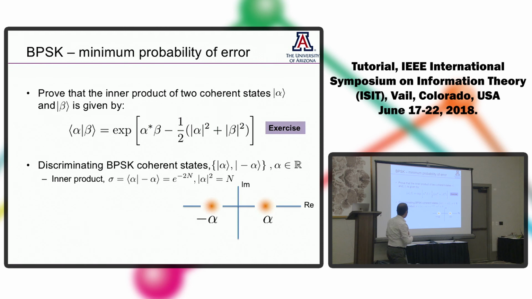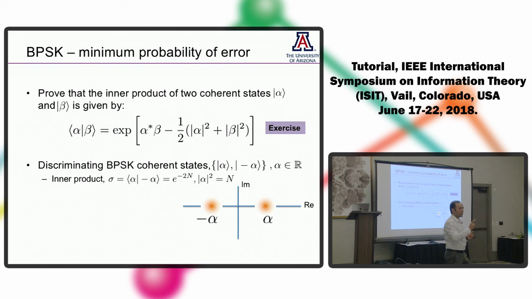Now if I take alpha to be alpha and beta to be minus alpha, and I put it over here, this is real, so the star goes away, and this beta square is alpha square, so this 2 cancels out, and you are left over with e to the minus 2n. Okay, so e to the minus 2n, where n is the mean photon number of the coherent state alpha. That is the inner product between alpha and minus alpha.